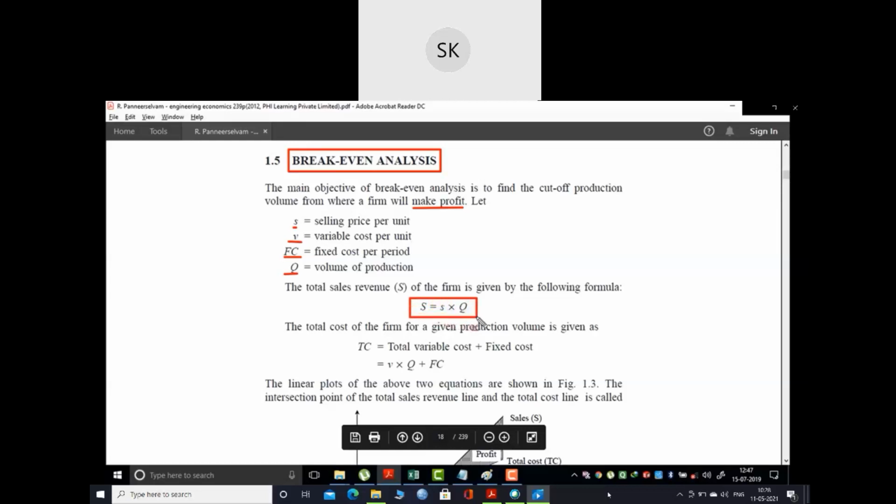So we need to find the total revenue for the firm for the particular product. Let us take the total sales revenue as capital S. So capital S is equal to small s multiplied by Q, and capital S is the total sales revenue. Small s is the sales per unit product, that is the selling price of the product, and Q is the volume of production.